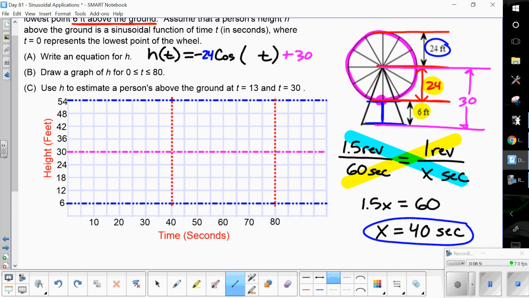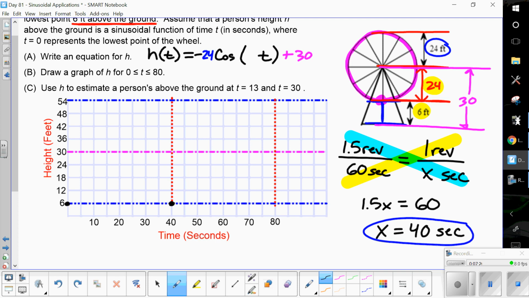And now I'm going to graph this cosine graph. So I'll go ahead and make a dot down here. I start at the bottom at 6 feet at 0 seconds. Okay, I need to go up to the top and back down and end at the bottom here at 40 seconds. 1 full rotation. It's all about splitting in halves and quarters here.